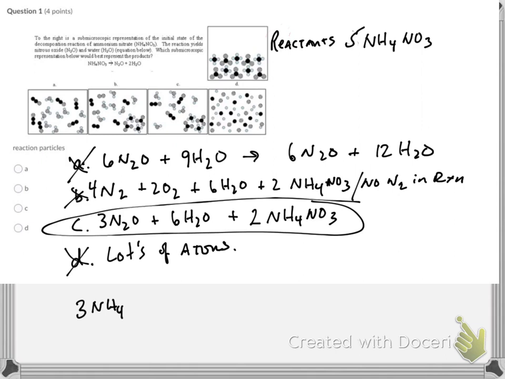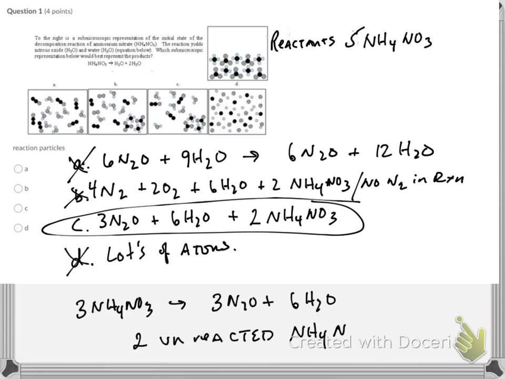And that's because to have 3 of the ammonium nitrates react, we would make 3 N2Os plus 6 waters. And that's exactly what we have, plus 2 unreacted ammonium nitrates. So that's consistent with the image shown. And of course, we excluded all the other answers, but it's really important to be able to predict this answer.